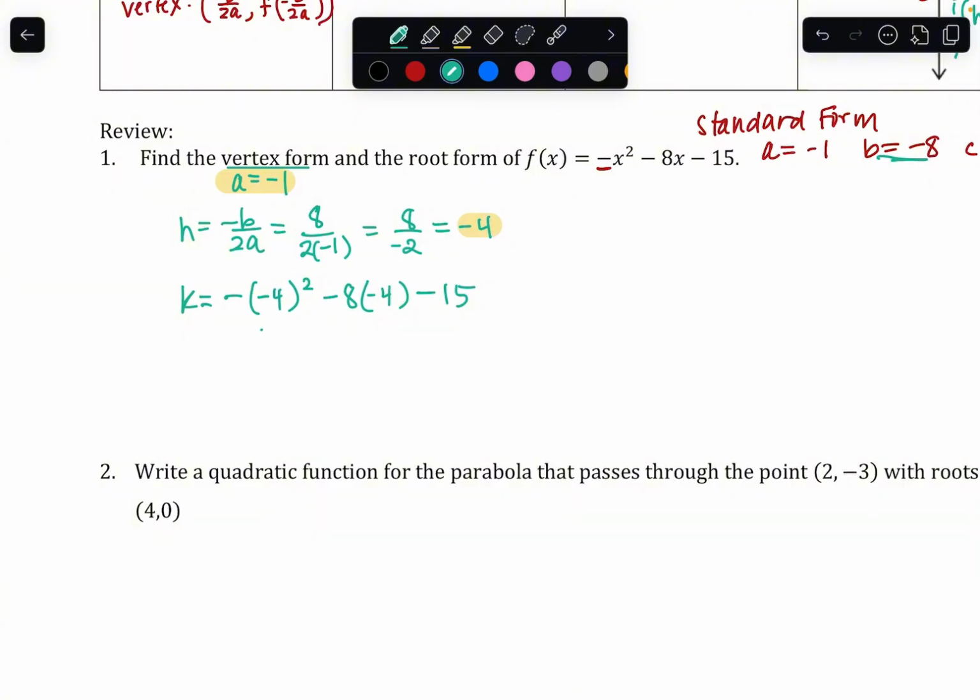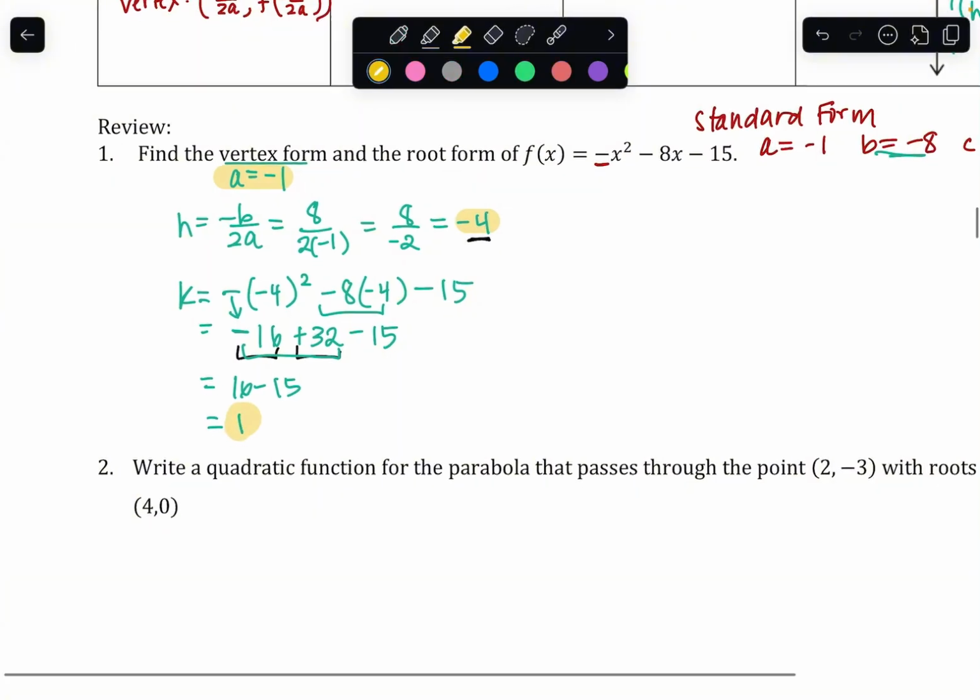-4 squared is +16, but then we still have this negative outside, so that's still going to be there. -8 times -4 is +32, and then -15. Once you have these three numbers, this first number should always be half of the second, and they should be opposite signs. That's a good way to check your work to make sure you have the right axis of symmetry. From there we can keep simplifying to get +16 minus 15, which is 1.